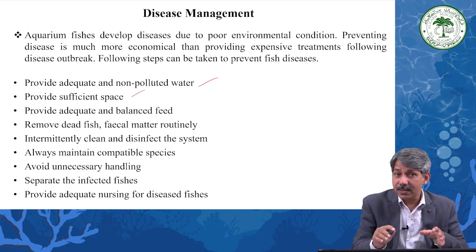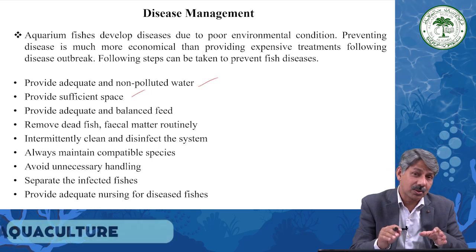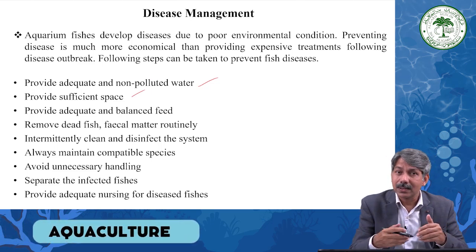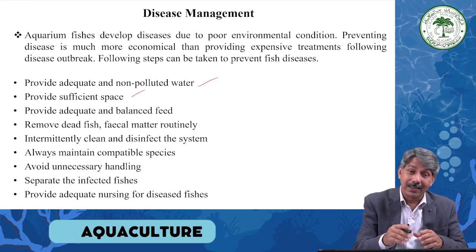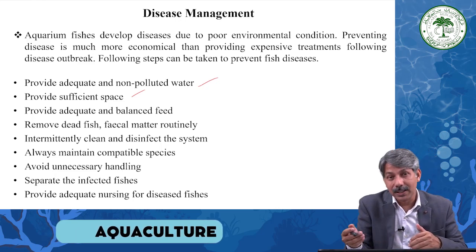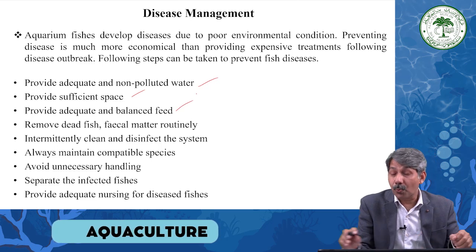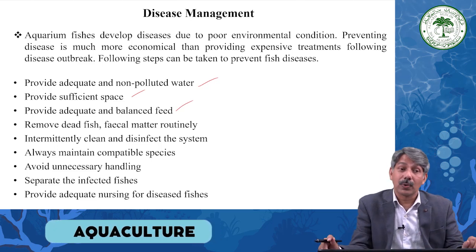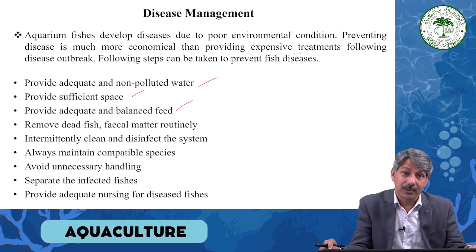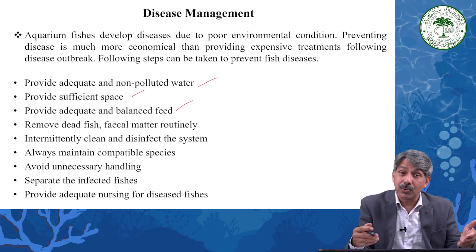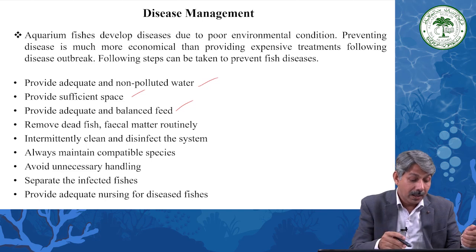Provide sufficient space. You should not increase stocking density to such a level that stress becomes unmanageable, and that stress will ultimately lead to disease occurrence. Provide adequate and balanced feed. Providing a balanced diet is one of the most important aspects, because healthy fishes receiving a nutritionally balanced diet are less prone to disease occurrence compared to fishes otherwise.